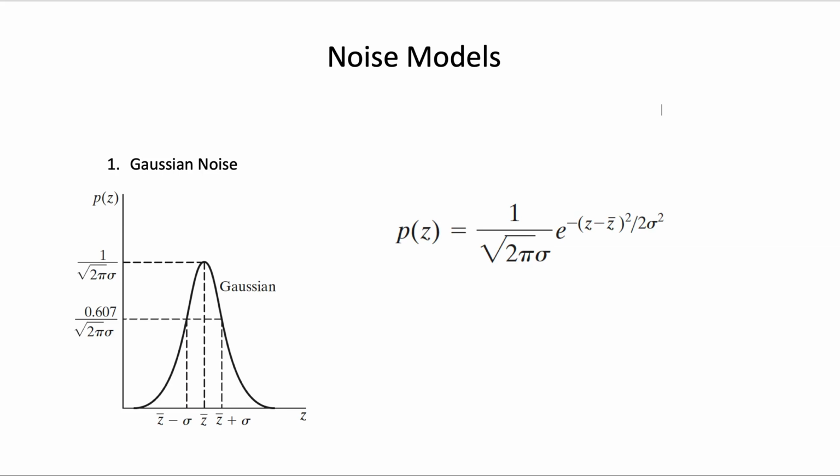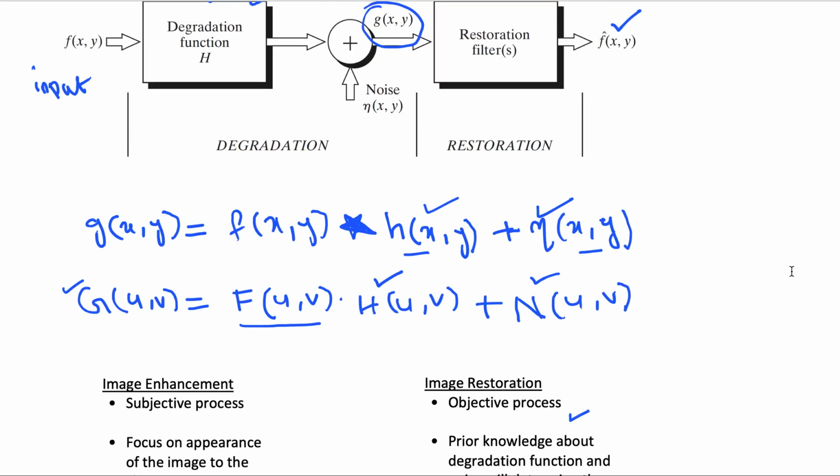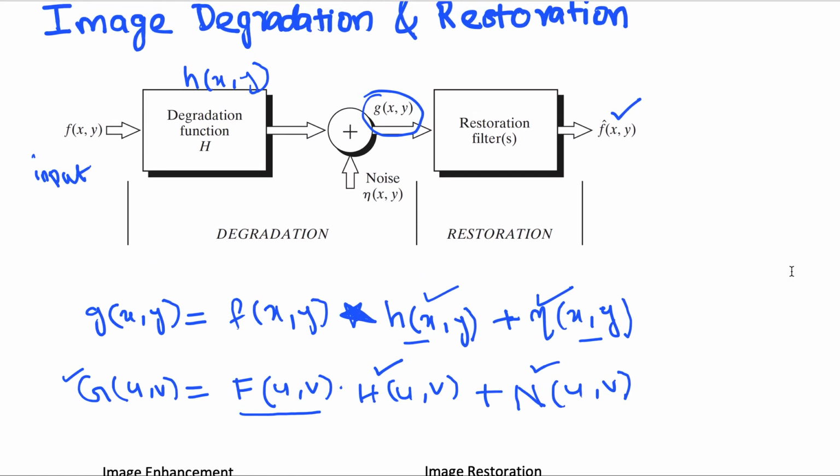We will talk about different noise models. In the previous video, I had given an introduction to what is an additive noise. In the process of image degradation, you will have a degradation function, then you will have an additive noise. The more we know about the degradation function and the additive noise, the more we can make the estimated image after restoration look similar to the input image.